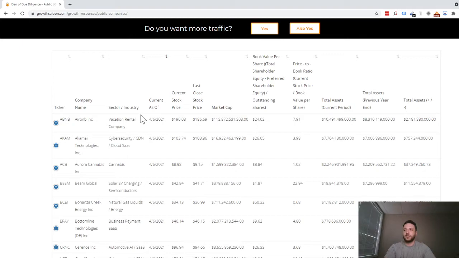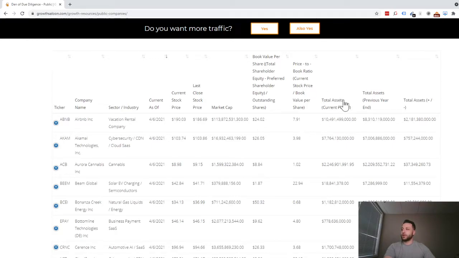So sector, industry, this is straight from Google. It's a vacation rental company, right? Pretty self-explanatory. Current as of today, $190 is the current share price. It closed on the 5th yesterday at 186.69. The market cap at 190.03 is about 113, almost 114 billion dollars. We'll worry about these numbers in a second because we need to go through the balance sheet information. We need to go through the statement of operations information to give us these numbers as well.